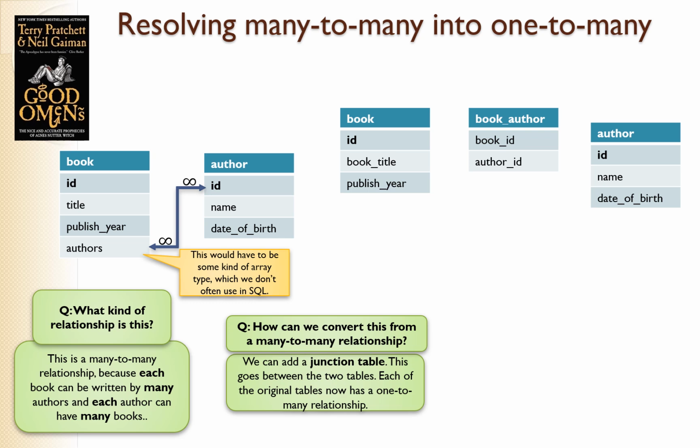Each of the original tables now has a one-to-many relationship. One book might have many entries in book author, but each row in this table called book author only lists one book. Here, I've called the junction table book author. If a book has 5 authors, then it will have 5 rows in this book author table. Let's have a look at example data to see how this works.